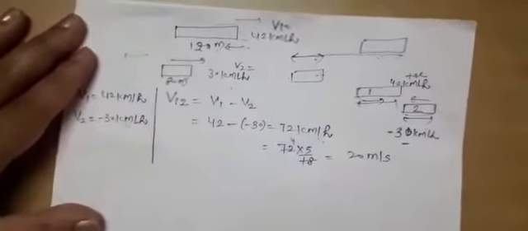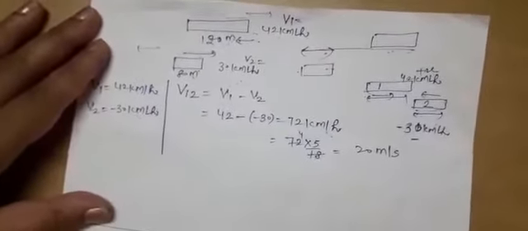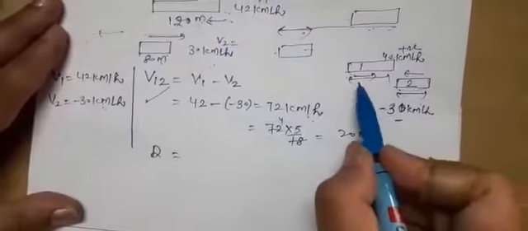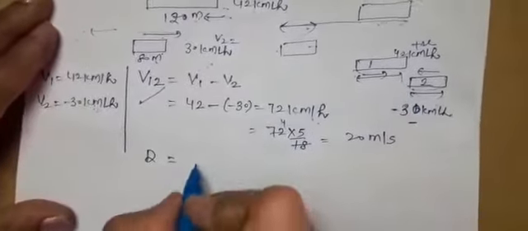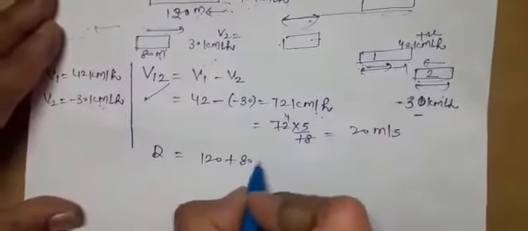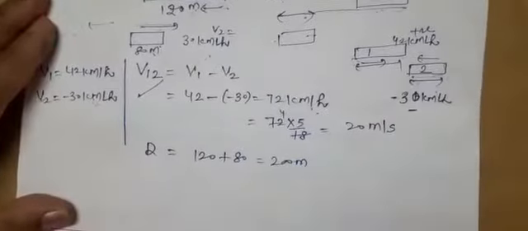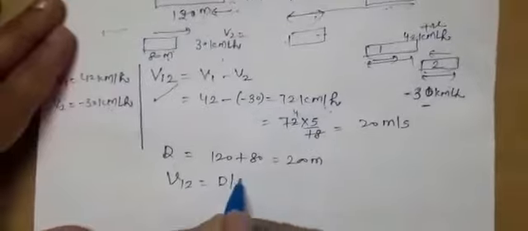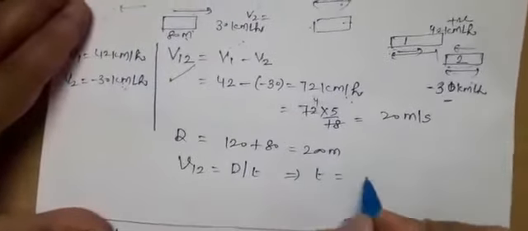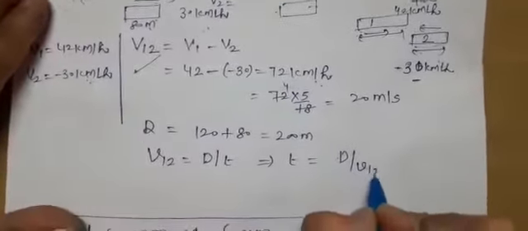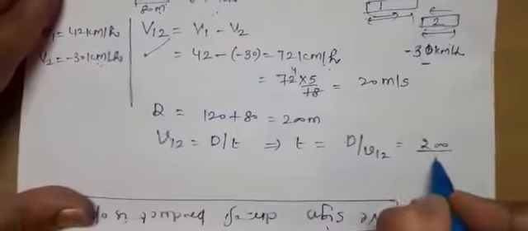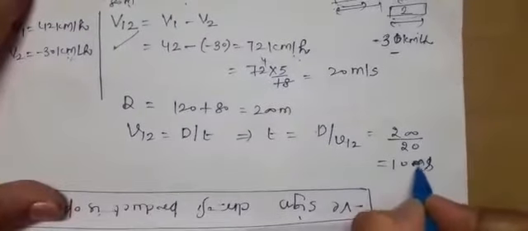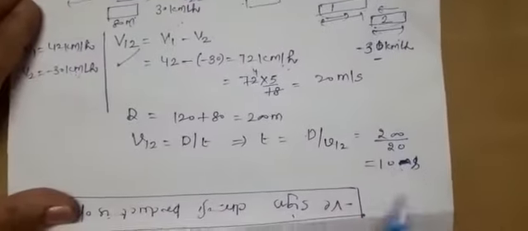Now as per the statement, in what time will they cross each other? So this is the velocity. What will be the total distance covered? Total distance will be length of first train plus length of second train. 120 plus 80, so it will be 200 meter. So now we have to calculate time. Velocity is distance upon time, so time will be distance upon velocity, and distance is 200 and velocity is 20. So it is 10 second because it is time, so the unit will be second.